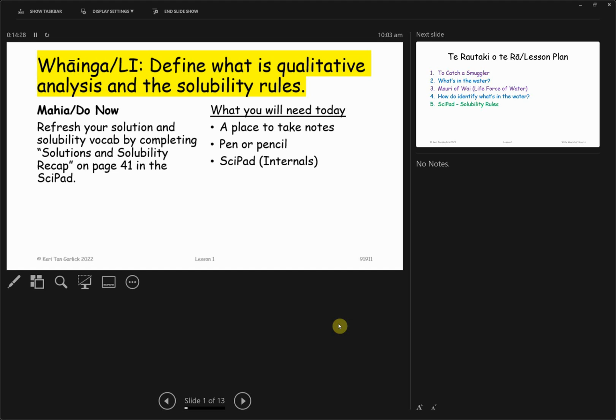So today's learning intention, what we're going to be doing is defining qualitative analysis. It can get kind of confusing because there's two words that we're going to be talking about, and that's qualitative and quantitative. So qualitative, I'll talk about what that means, and then the second internal that we'll do with titration is a quantitative analysis. So just be mindful these internals sound very similar but are very different. Cool. And we'll also talk about the solubility rules today as well.